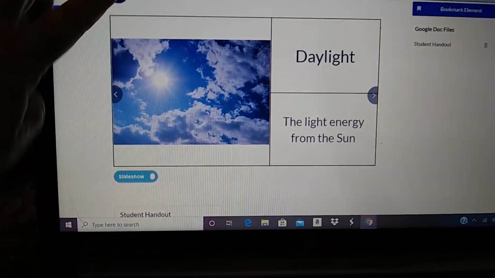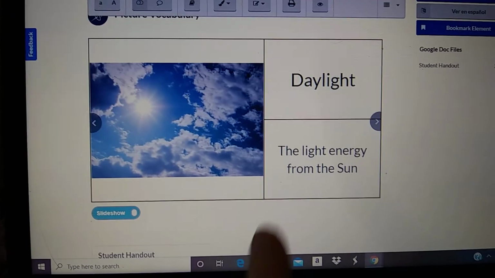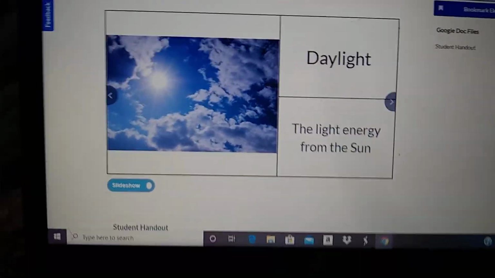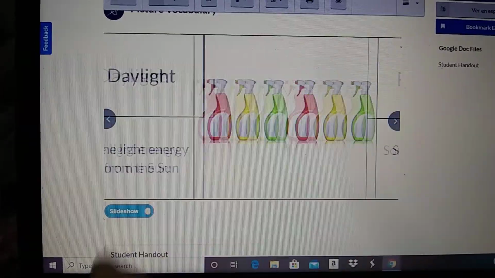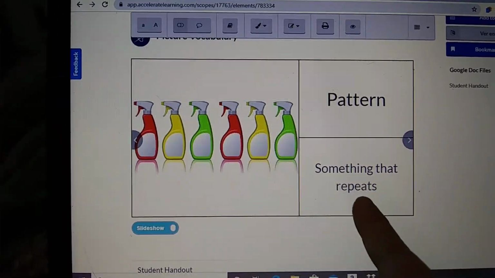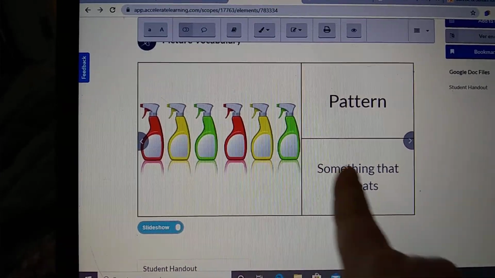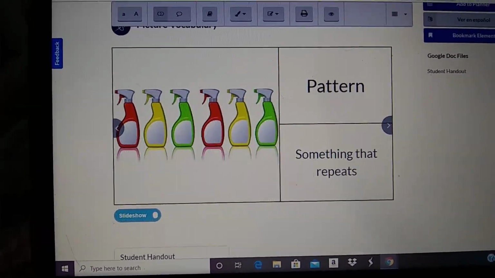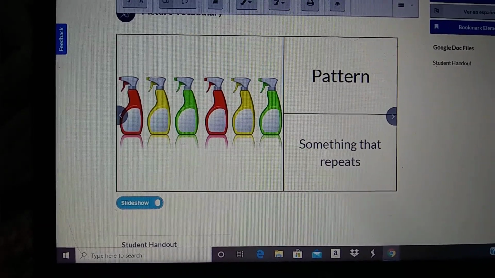Now let's just go over our vocabulary for today, and our science video will be done. Daylight, the light energy from the sun. Remember, there's more daylight in the spring and summer than the fall and winter. Patterns. A pattern is something that repeats, and here they're showing you the color of bottles, red, yellow, green, red, yellow, green, but the seasons are also patterns. Winter, spring, summer, fall. Winter, spring, summer, fall. It repeats itself.